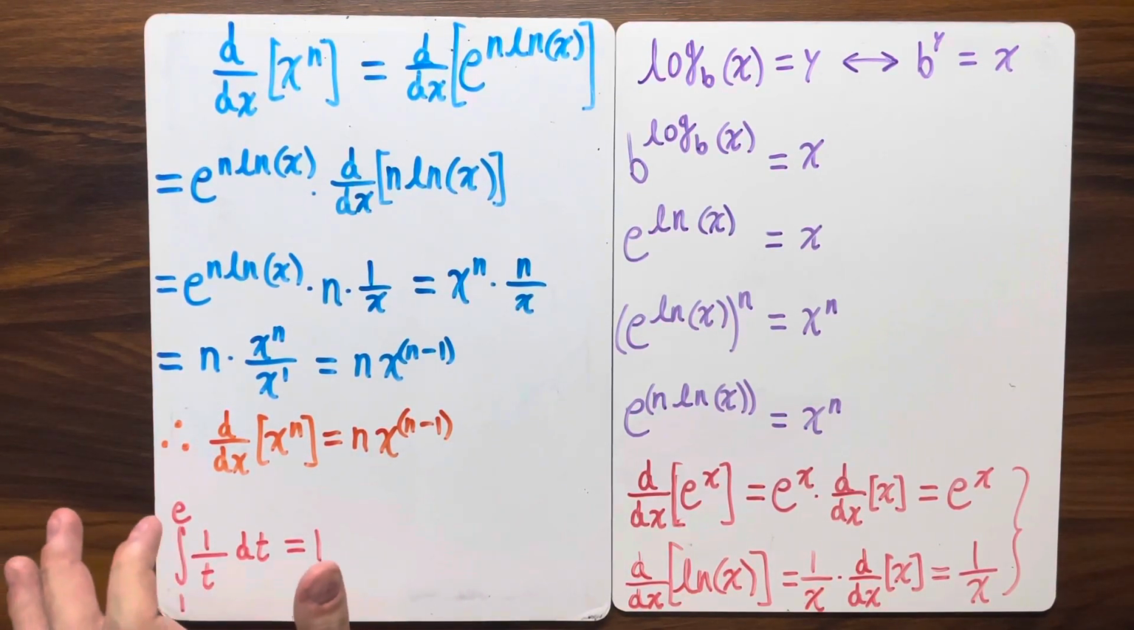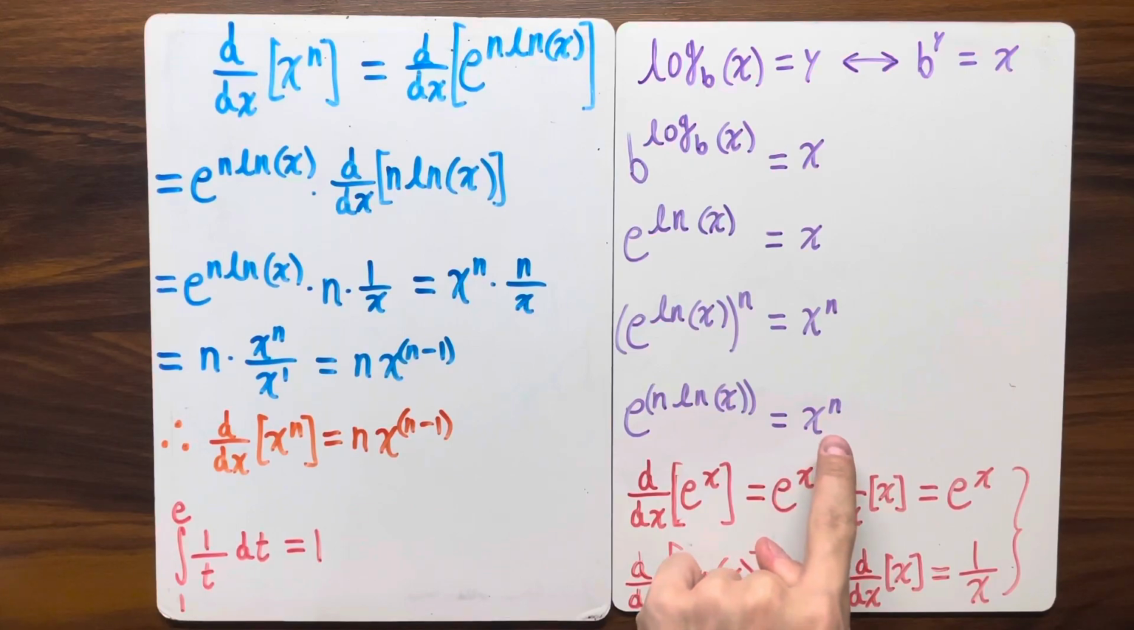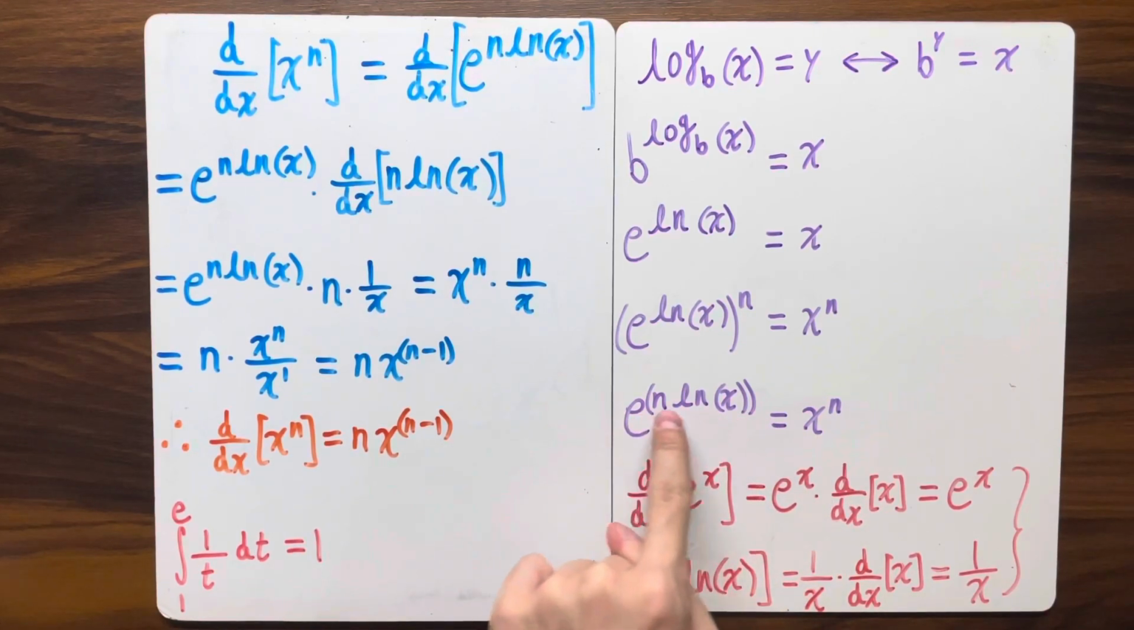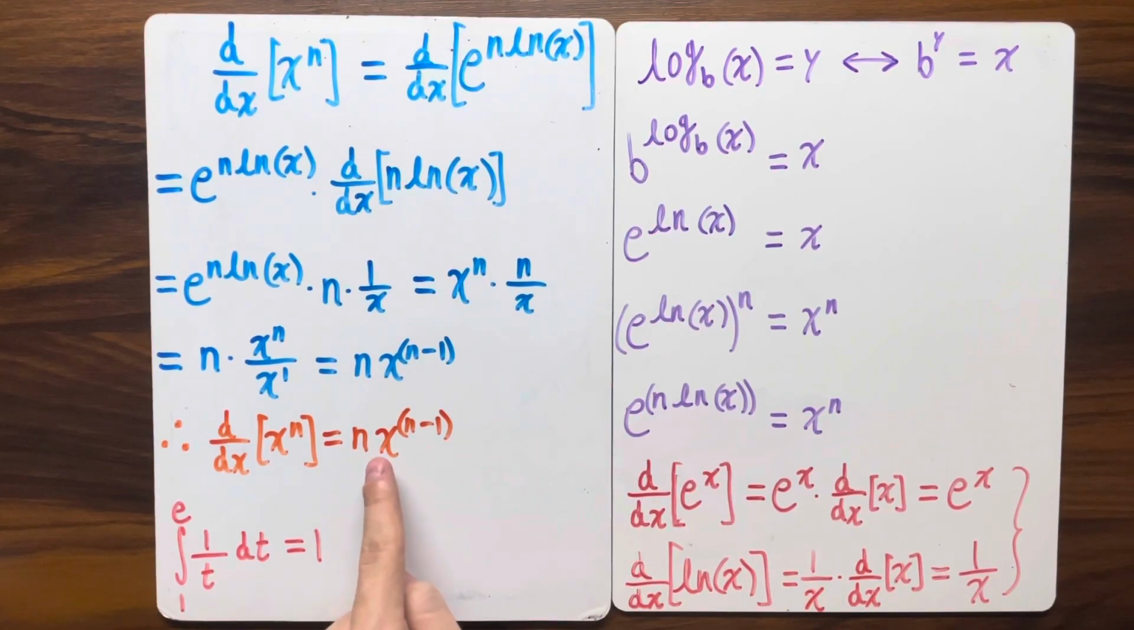So therefore, basically, the derivative of x to the n, which is the same thing as the derivative of this, is equal to n times x to the n minus 1. So essentially, the n just comes down, and you subtract 1 from the exponent.